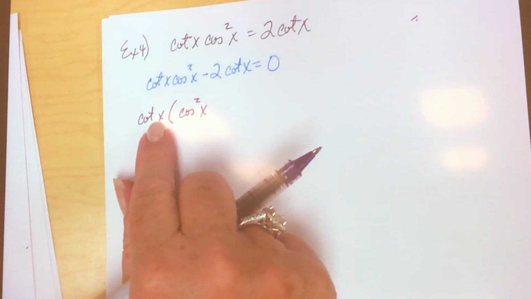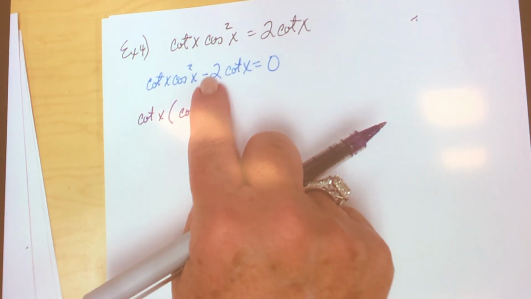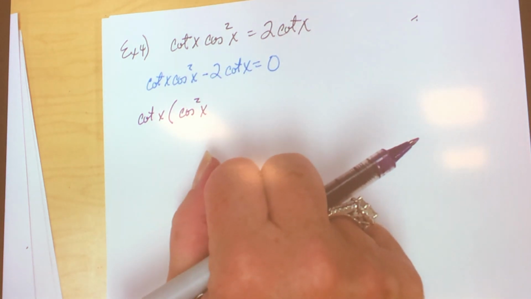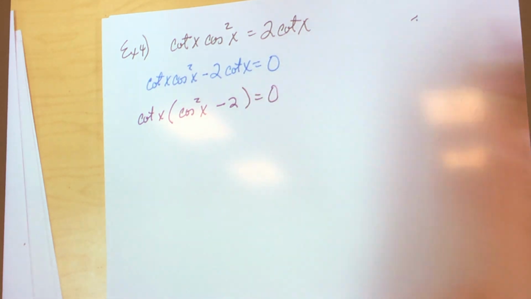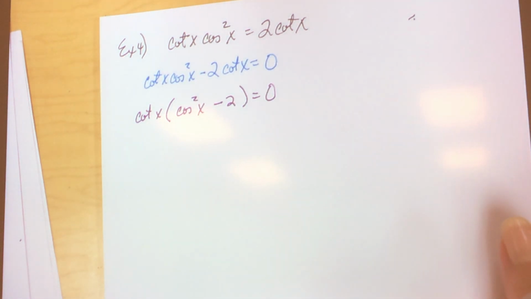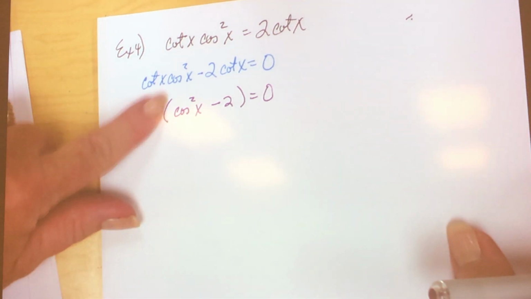What do you multiply cotangent x by to get negative 2 cotangent x? Negative 2. Wait, what's what? Another way of factoring, guys? Factoring is the same as what? Dividing. So look, let me show you what happens.